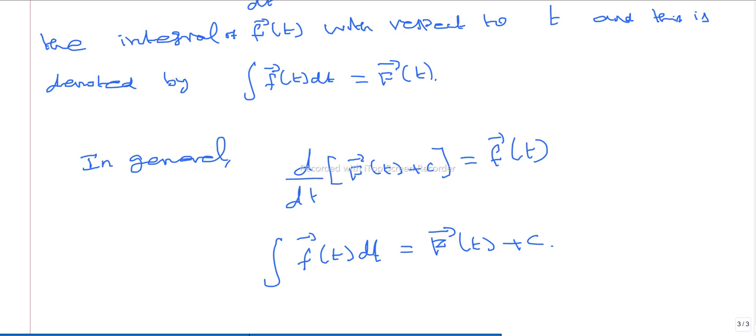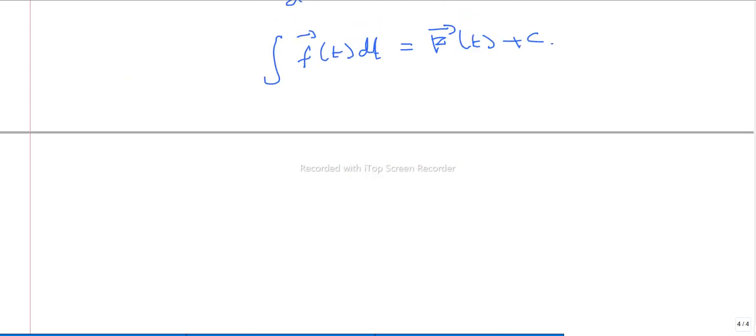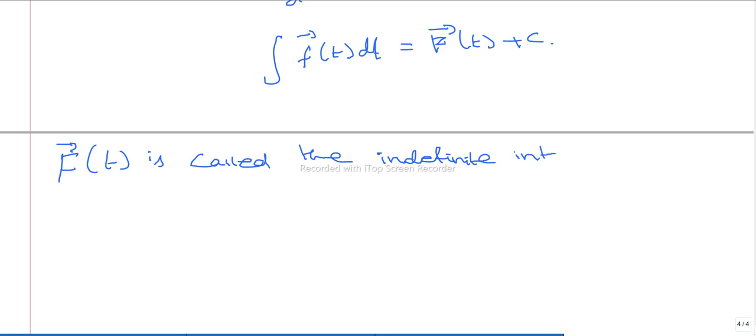So this capital F is sometimes called the indefinite integral of small f. Okay. So if you differentiate, you will get the given function. That function is called the indefinite integral. Okay. So now the vector capital F of t is called an indefinite integral of f of t.